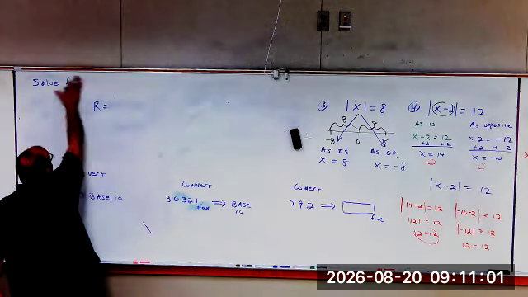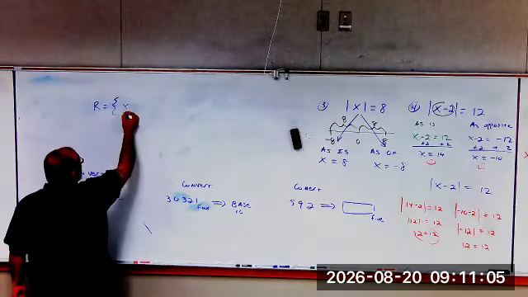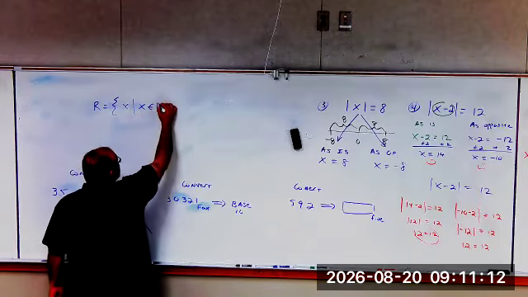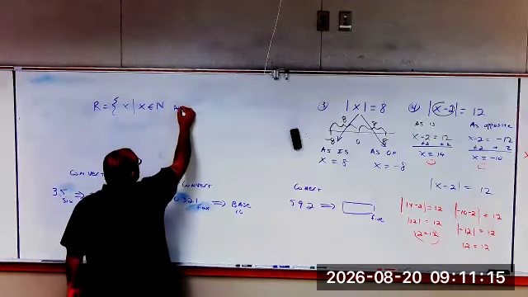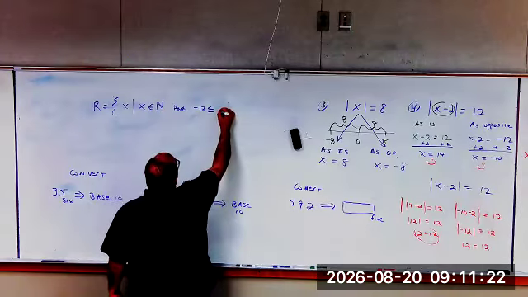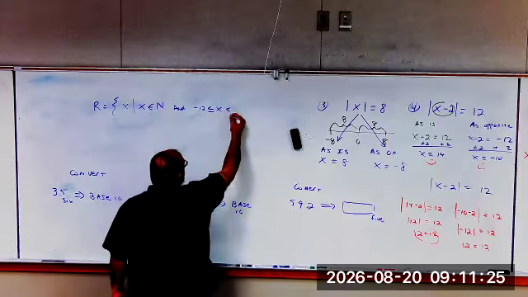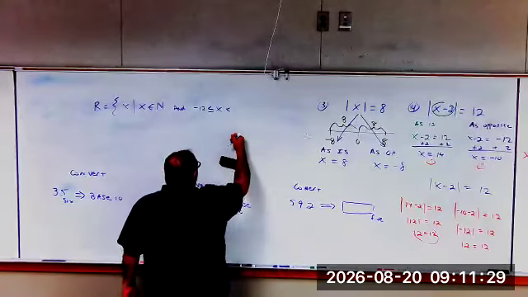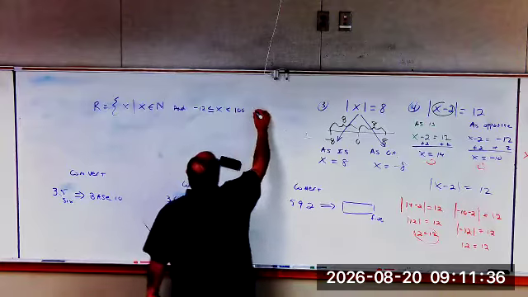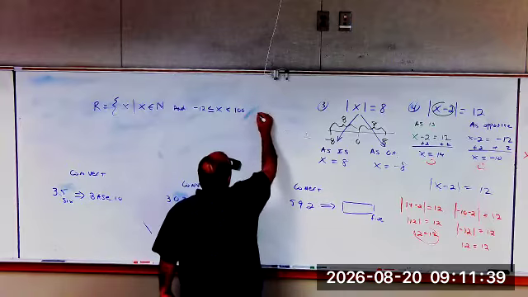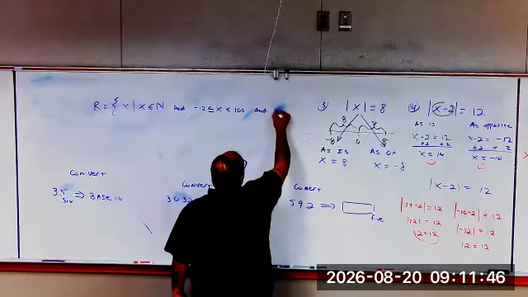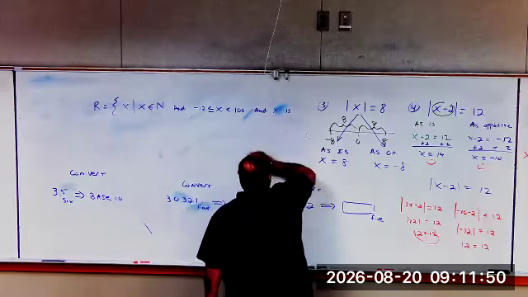Set R is equal to the set of all x's such that X belongs to the set of natural numbers and -12 is less than or equal to X, which is less than, let's go with 100, and X is divisible by 5.